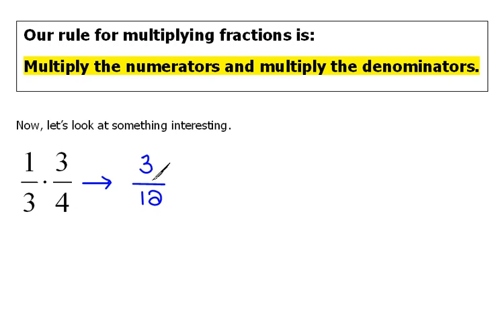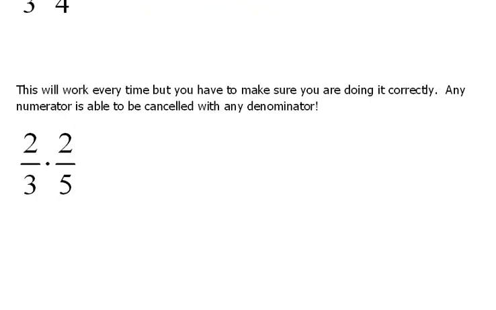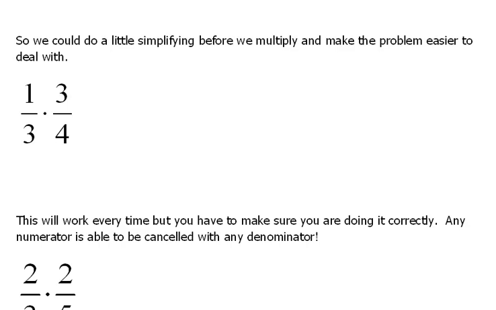So we can see that 3 will divide into both the top and the bottom. 3 will divide into 3 one time, and 3 will divide into 12 4 times. So now the more simplified version is 1/4. Well, now look what happened. We divided the top and the bottom by that 3. So we actually could have done that in the very beginning and made it a little bit simpler of a problem to deal with.